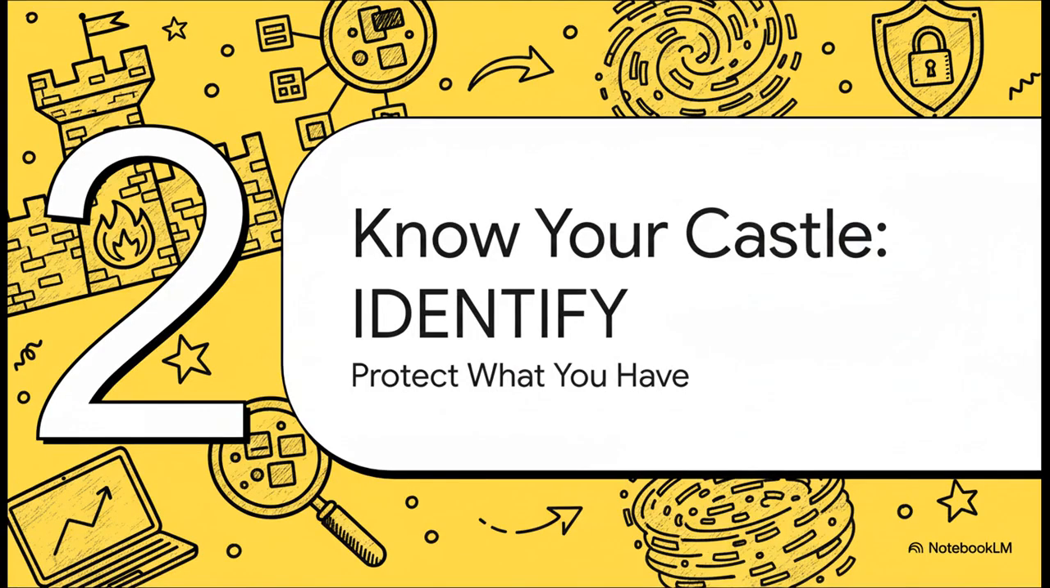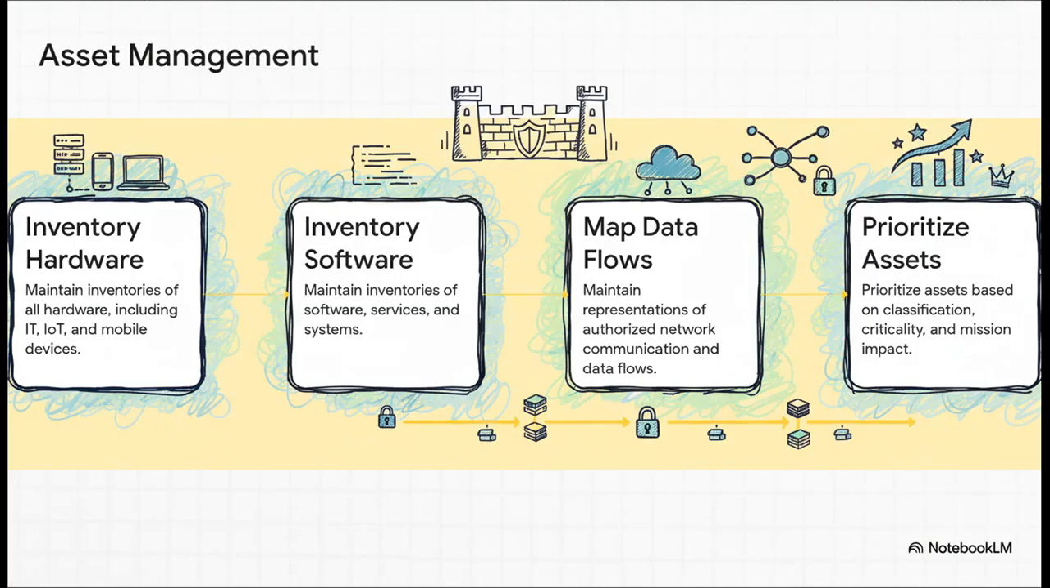Okay, now that we have our rules, let's move to the next logical step, identify. The idea here is so simple, but it is absolutely critical. You can't protect what you don't even know you have. This is all about taking a complete inventory of your kingdom. So step one, you catalog every single piece of hardware, every computer, every server, every device.